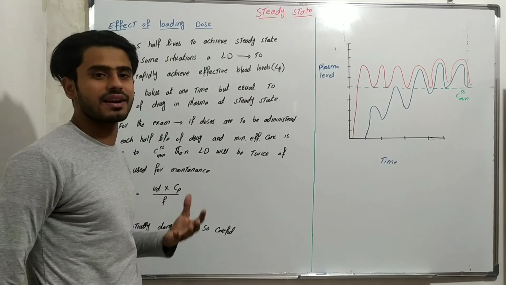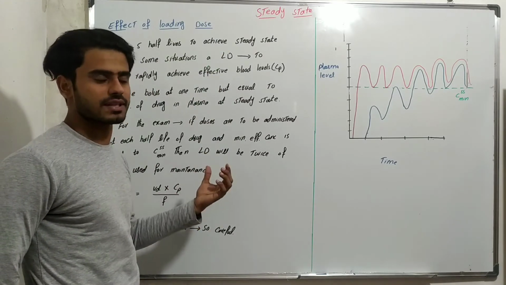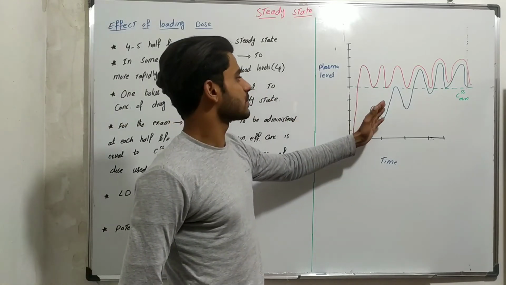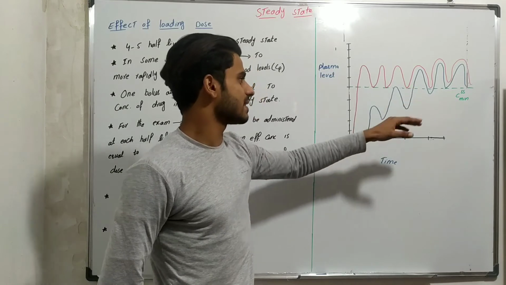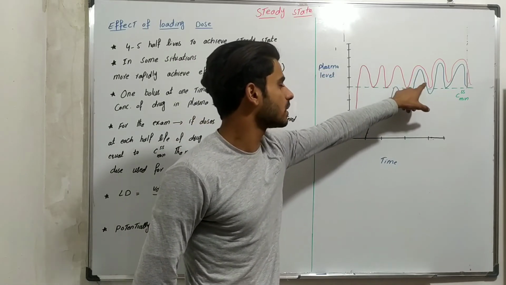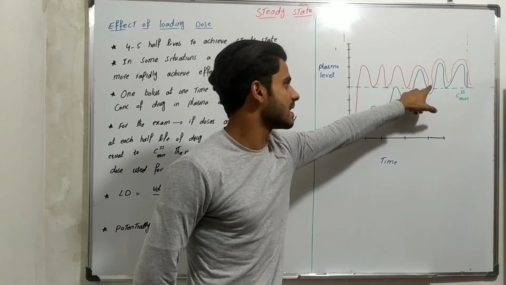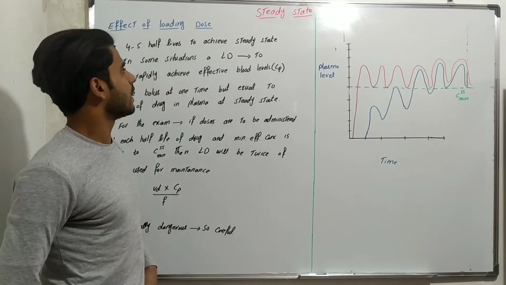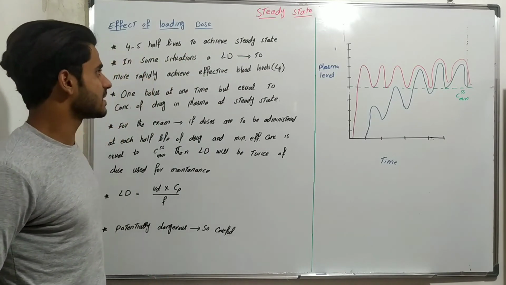But mathematically, it is greater than 7. We have discussed that in the previous lecture about steady state. But clinically, it takes 4 to 5 half-lives to reach the steady state. Let's suppose the first half-life, second half-life, third and fourth half-life. And after the fourth half-life, you can see that now it is in steady state. So normally it takes 4 to 5 half-lives to achieve the steady state.